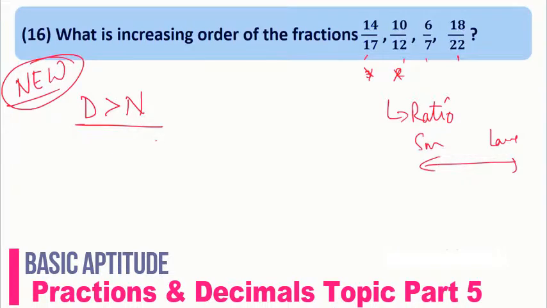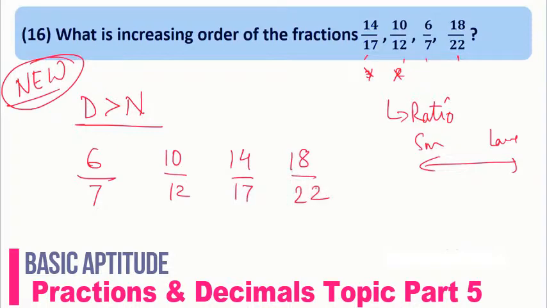Now let us arrange the numerators from lowest to largest. There is 6, then 10, then 14 and 18. Now write the corresponding denominators also. 6 is 6 by 7, 10 is 10 by 12, 14 is 14 by 17 and 18 is 18 by 22.